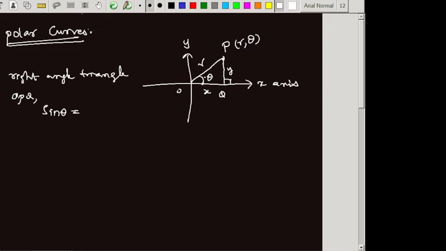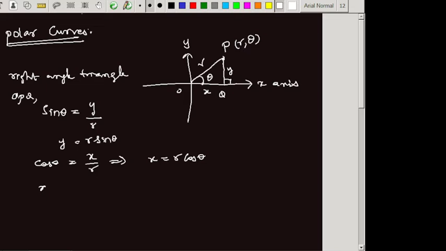Here opposite is nothing but PQ. We have y divided by the hypotenuse, which is r. If we cross multiply, we can write y equal to r sine theta. Similarly, cos theta is nothing but the adjacent side, which is x, the distance OQ, divided by the hypotenuse. If we modify, we can write x equal to r cos theta.